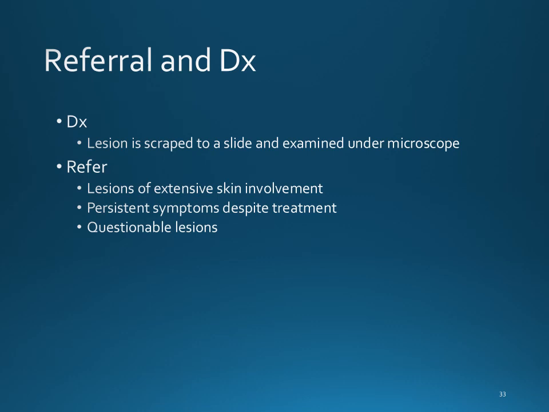Refer questionable lesions, persistent symptoms, even though you're treating it like you're supposed to, because something else is going on. For most dermatologic conditions, if it's a vesicle, we talked about this, they'll unroof it, take a culture, or they'll take a scraping and either look at it under microscope or let it grow and then look at it under microscope. So they know exactly what they've got.